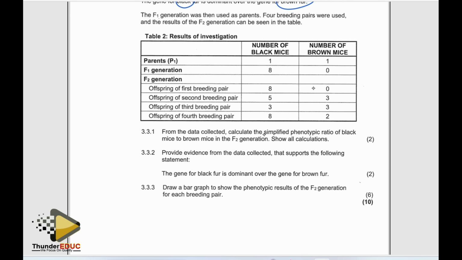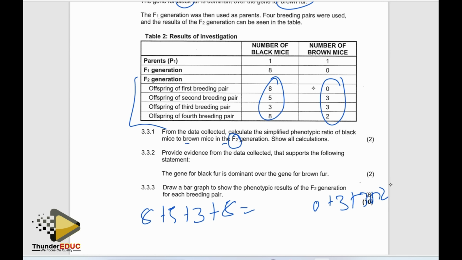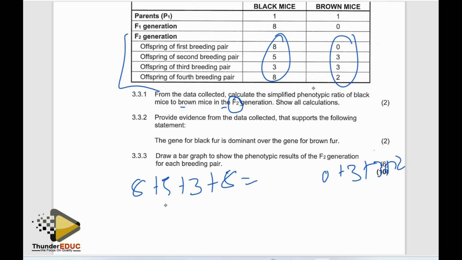They're saying that from the data above, calculate the simplified phenotypic ratio of black mice to brown mice in F2 generation. So is this the F2 generation? Meaning that you're gonna add all of them. You're gonna say 8 plus 5 plus 3 plus 8, you get the answer, and then even here you say 0 plus 3 plus 3 plus 2. You also get the answer. You understand? Once you get the answer, now you come here.